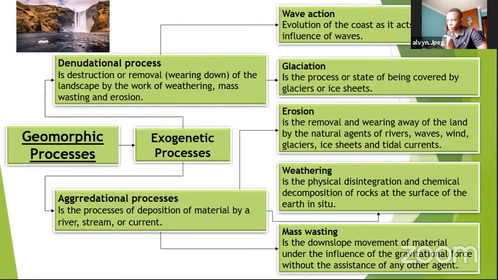Then mass wasting at the bottom here. This is the downslope movement of material under the influence of gravitational force without the assistance of any agent. The agent can be water or wind, so those things must not be driving the materials down. It should just be gravity. The place should be steep, and the material is just taken by gravity. That is what they call mass wasting.